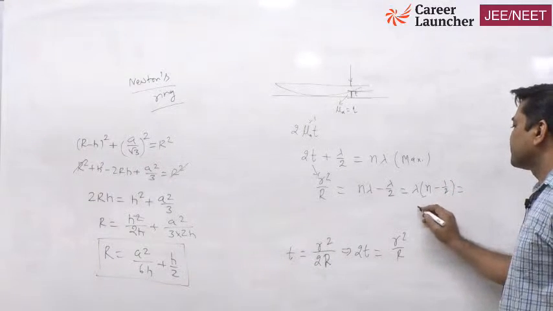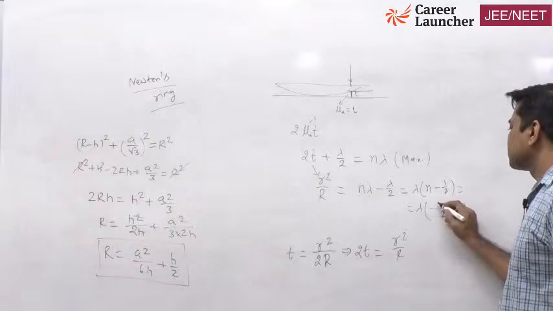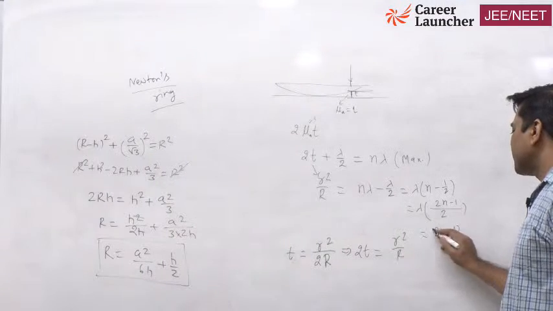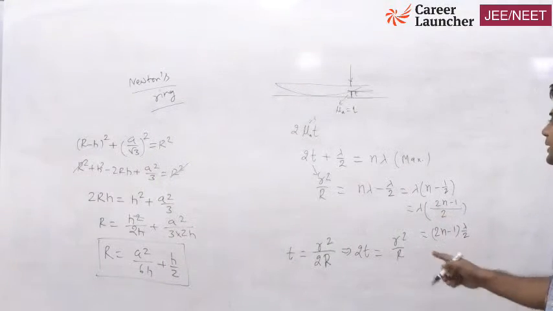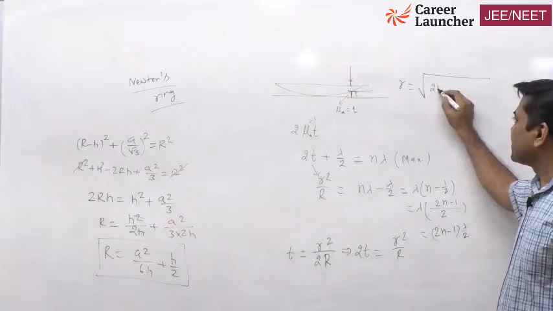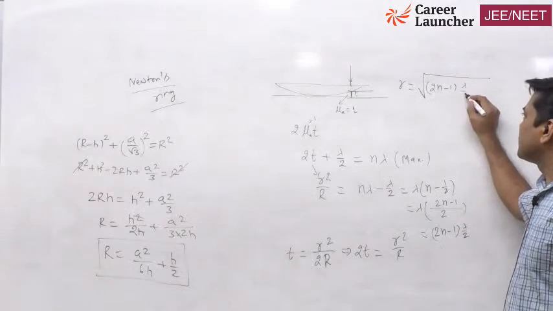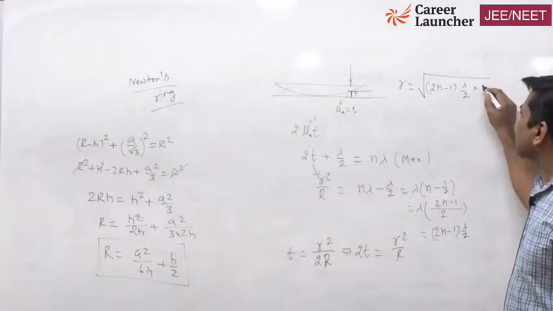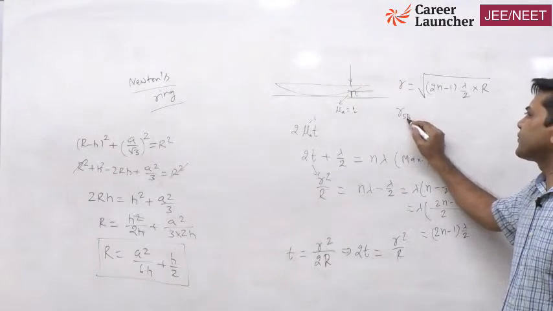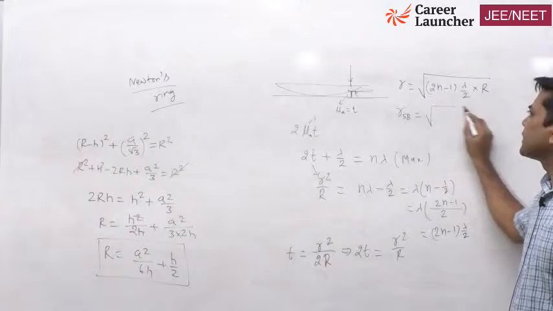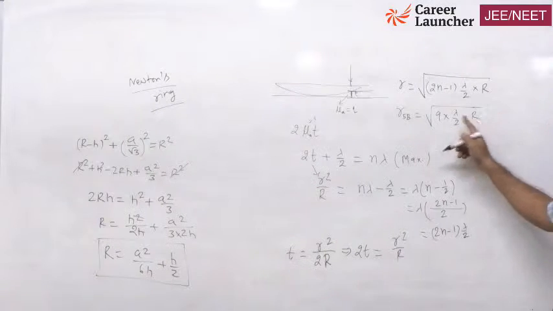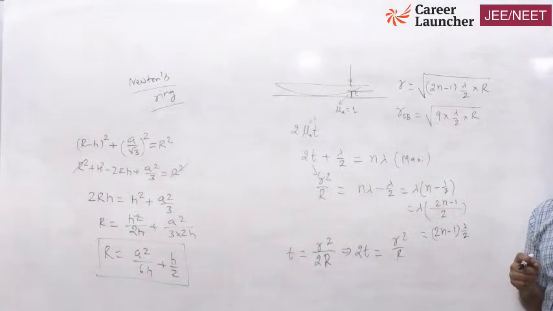Or you can write it in this form. Finally, r square by R equals (2n minus 1) into lambda by 2. So here r is given by the square root of (2n minus 1) into lambda by 2 into capital R. So if you want to know the radius of the fifth bright fringe, 5b, you just need to write n as 5, so it becomes 9 into lambda by 2 into R. Lambda and R will be given to you, so you can calculate the radius of the fifth bright fringe.